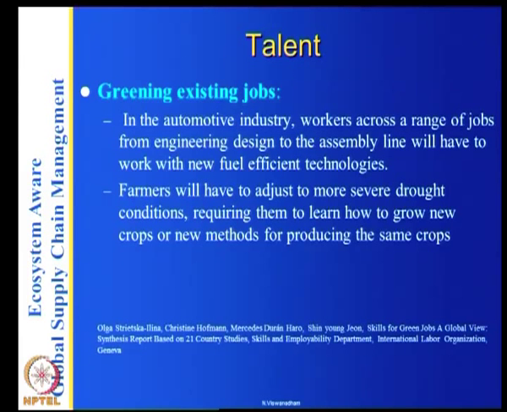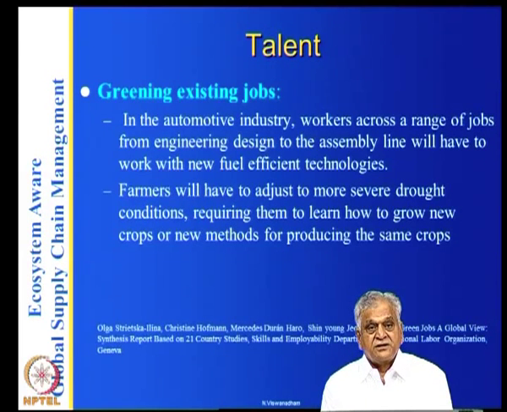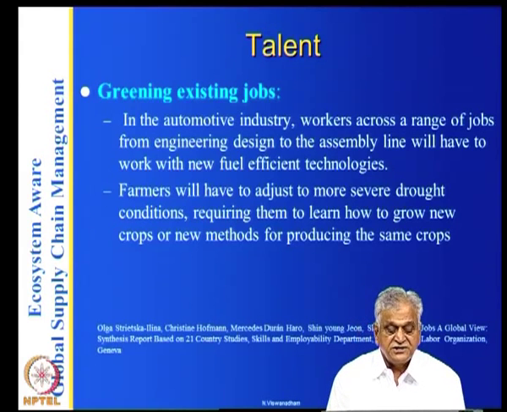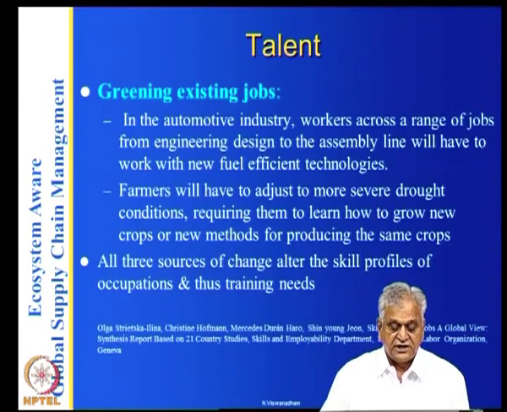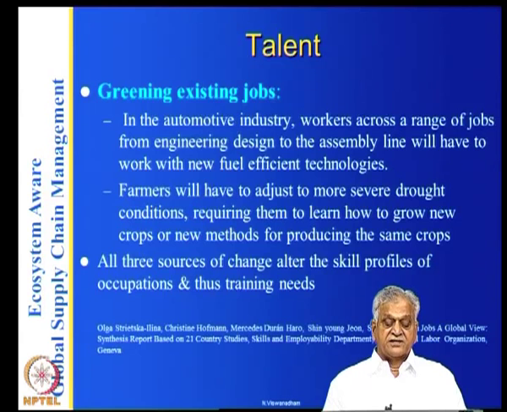Farmers will have to adjust to more severe drought conditions, requiring them to learn how to grow new crops or new methods of producing the same crops. One thing is to complain about drought and global warming. Another thing is to find out, look, I have a drought, I have a piece of land, what crops can I grow in the face of droughts which doesn't require much water? Or how do I produce the same crop with less water? These are the kinds of issues that people have to consider, and you require a lot of talent for this. All three sources of change alter the skill profiles and occupations, and that's the training needs.